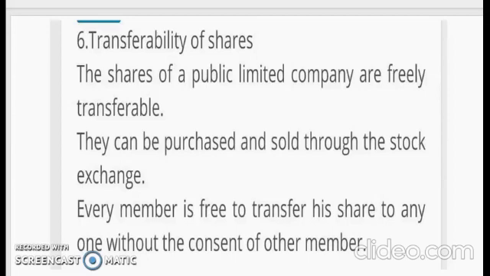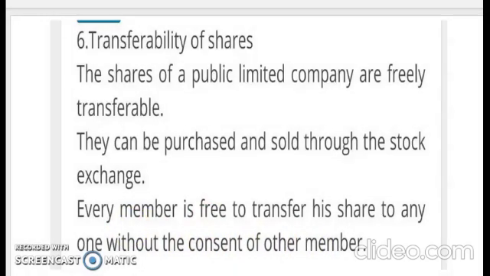So the shares of the joint stock company are freely transferable. They can be purchased and sold through the stock exchange. Through the stock exchange, anyone can easily, at any time, if you have a bundle of money, buy the shares of any company with the help of the stock exchange. Every member is free to transfer his share to anyone without the consent of other members.